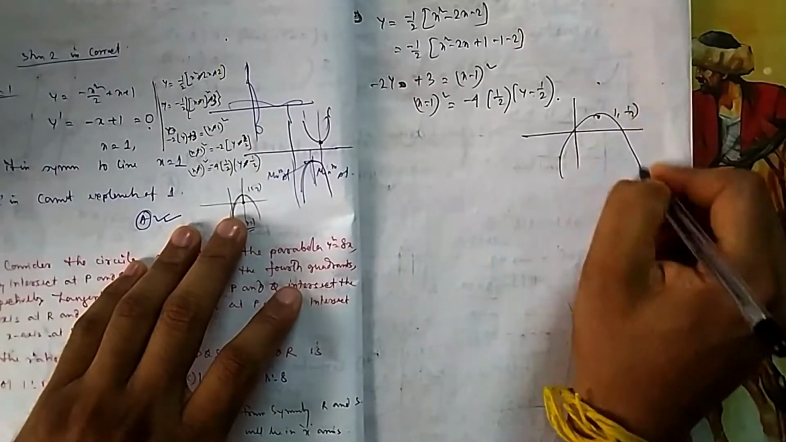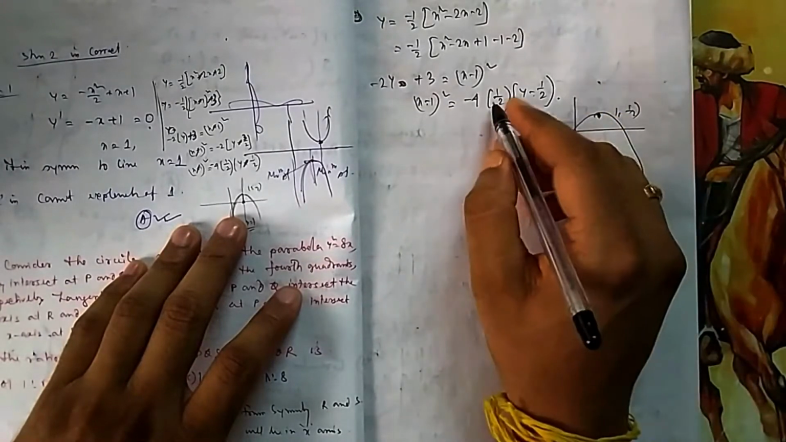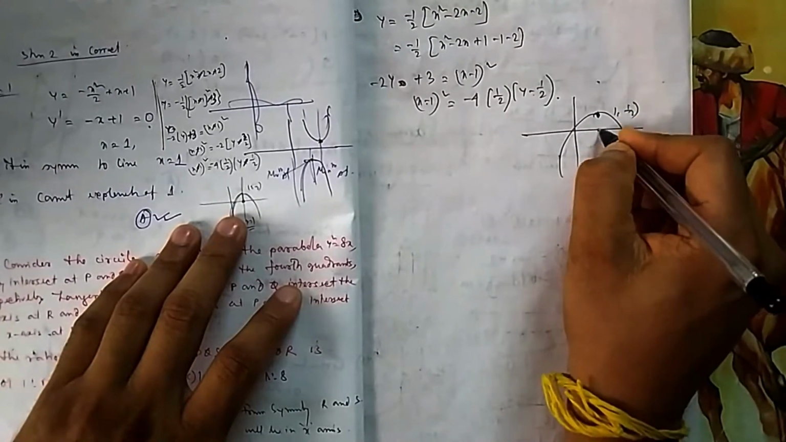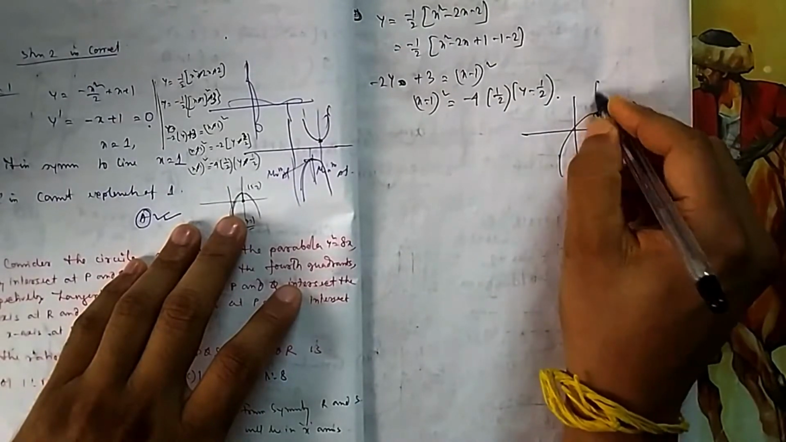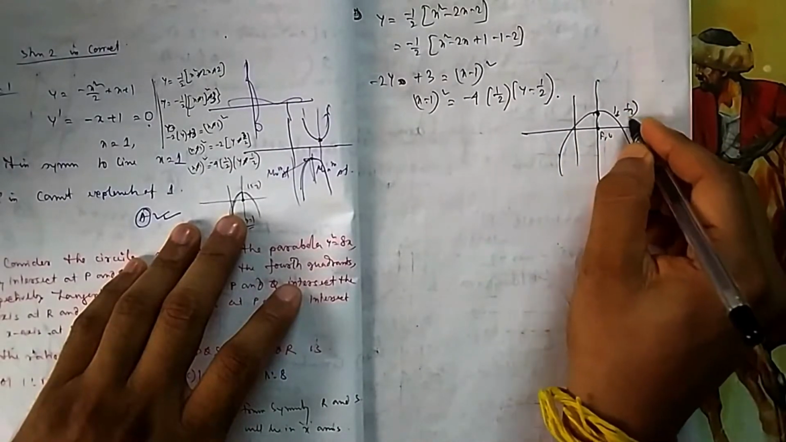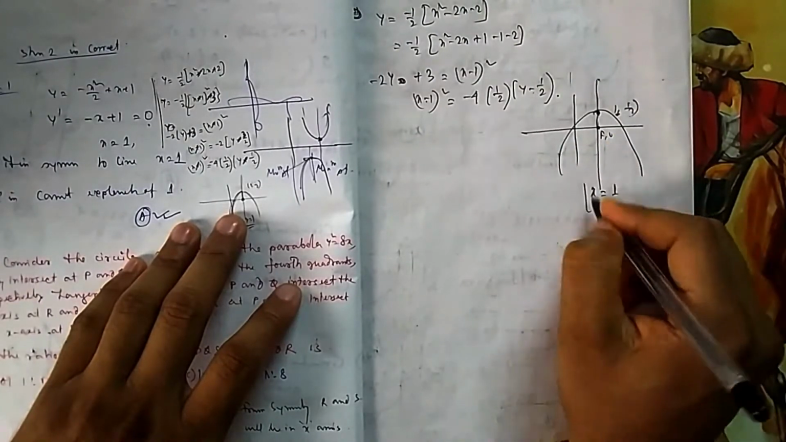So this parabola will be of this fashion, and its focus is at a distance from here to here, which will be half, so the focus is here. So you can see this is your axis. So what is your axis? The axis is here, because it is parallel to the y-axis, so x is equal to 1. So this is your axis.